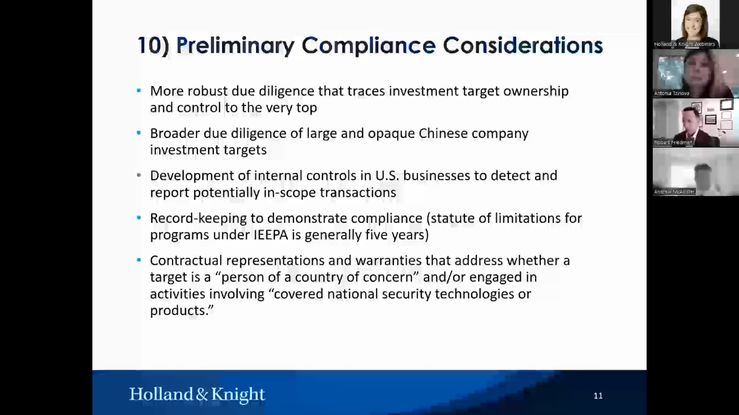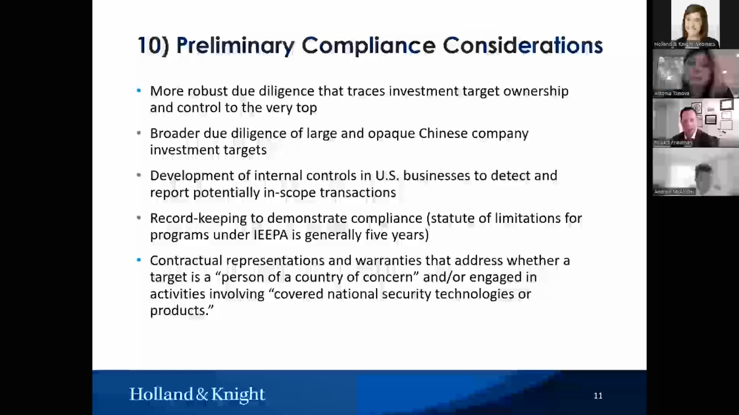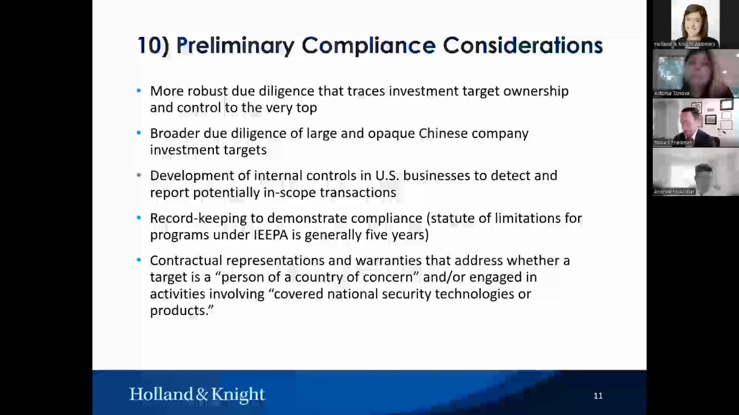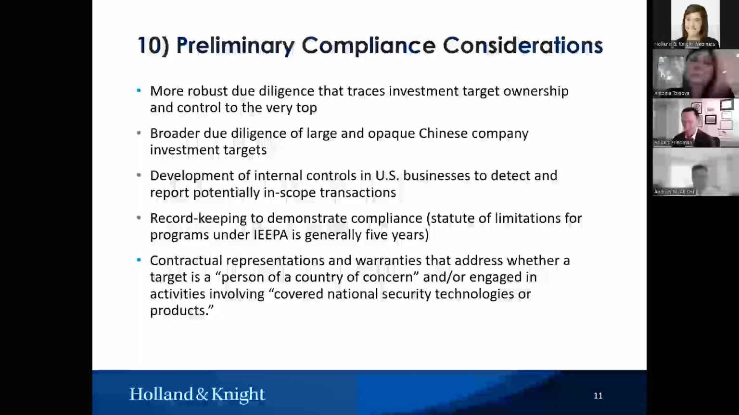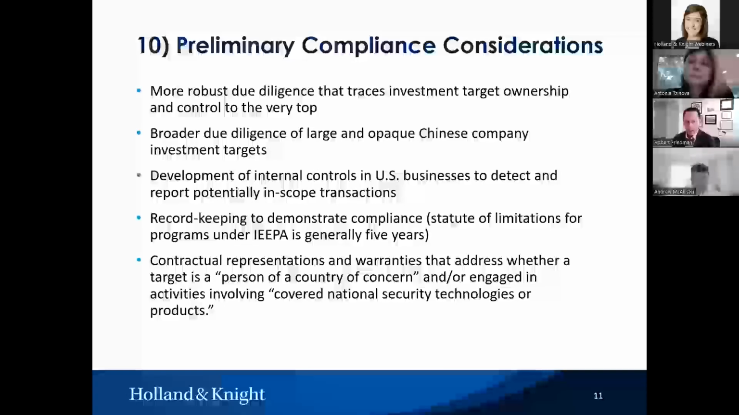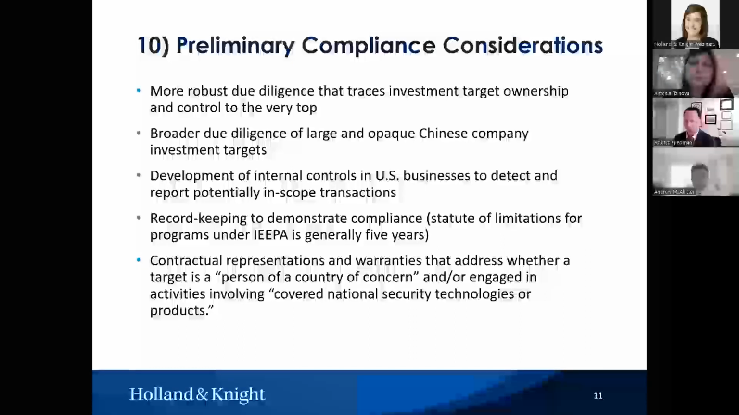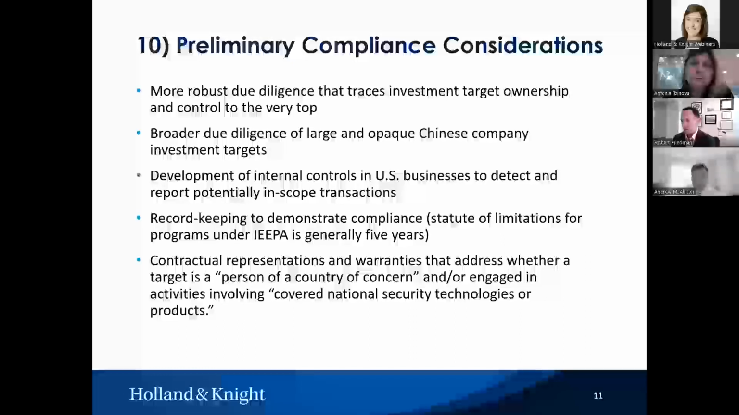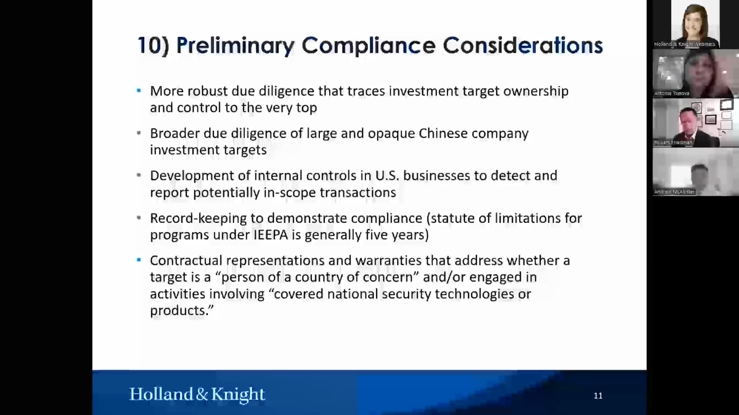So if a U.S. investor is considering a Chinese target, it needs to know whether the Chinese target company is engaged in quantum computing that would be covered. That information may not be readily available to the U.S. investor, and the U.S. investor may be reliant on the investment target to furnish the information. So either through a due diligence process or through contractual representations and warranties, that information needs to be in hand prior to the investment.